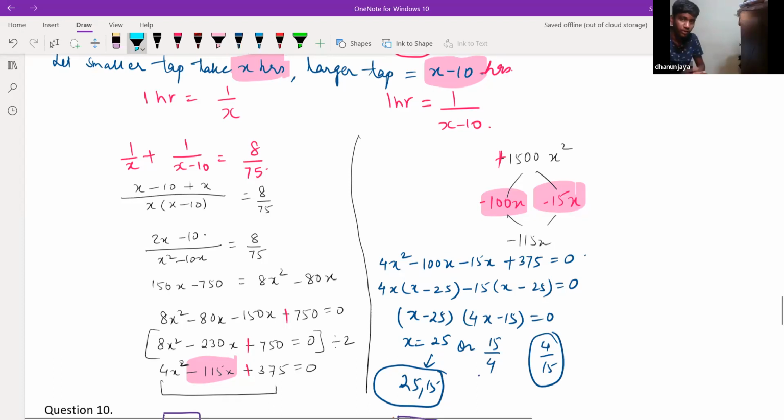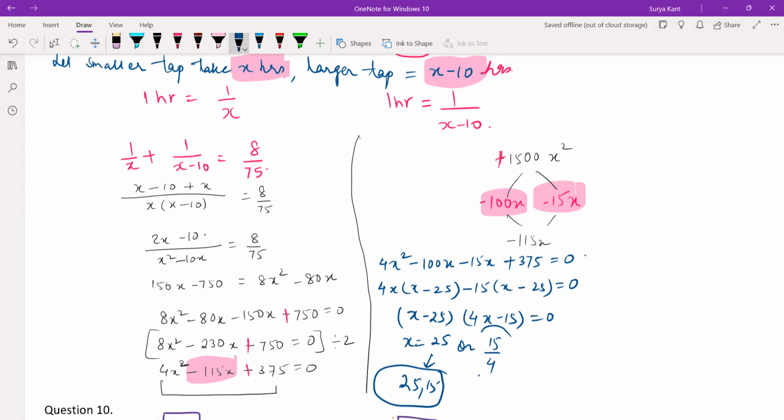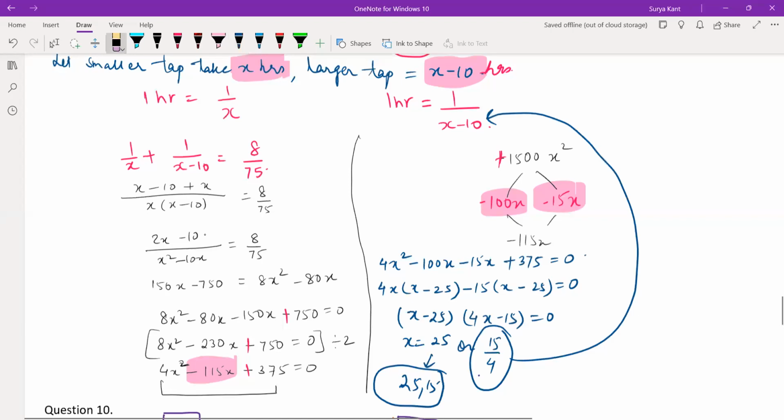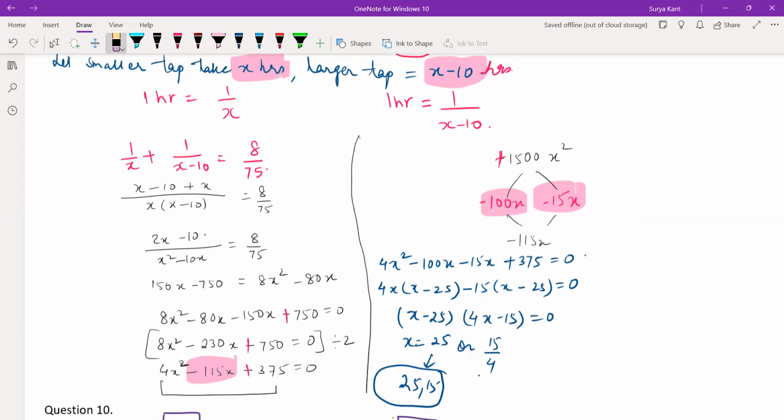Sir, if we take the larger tap and minus it with 10, we'll get a negative value. Okay. If you put this value, 1 by x minus 10, we get a negative value. That's why this is not possible. So this part is neglected. So you have to write 25 and 15. That's all.